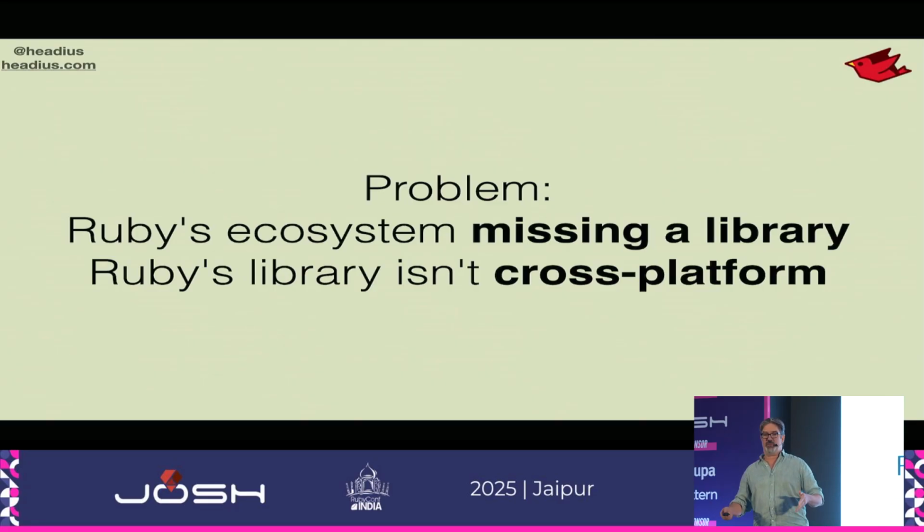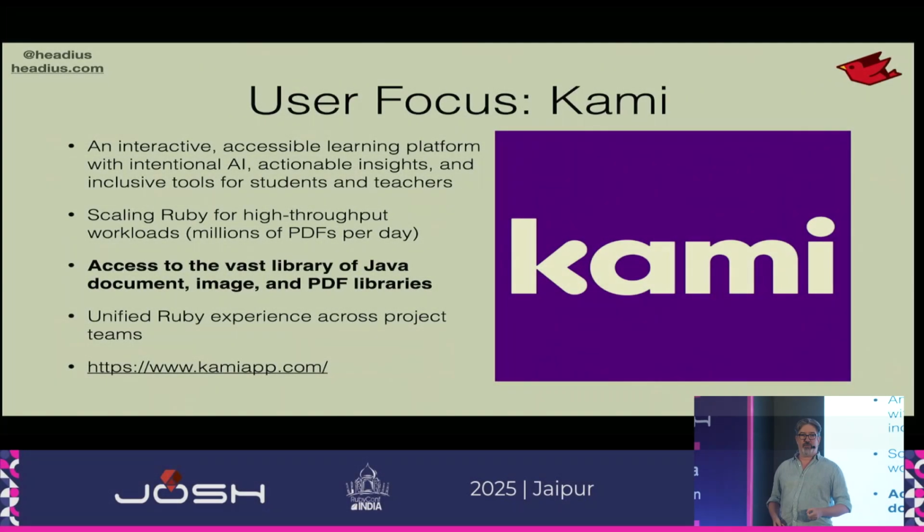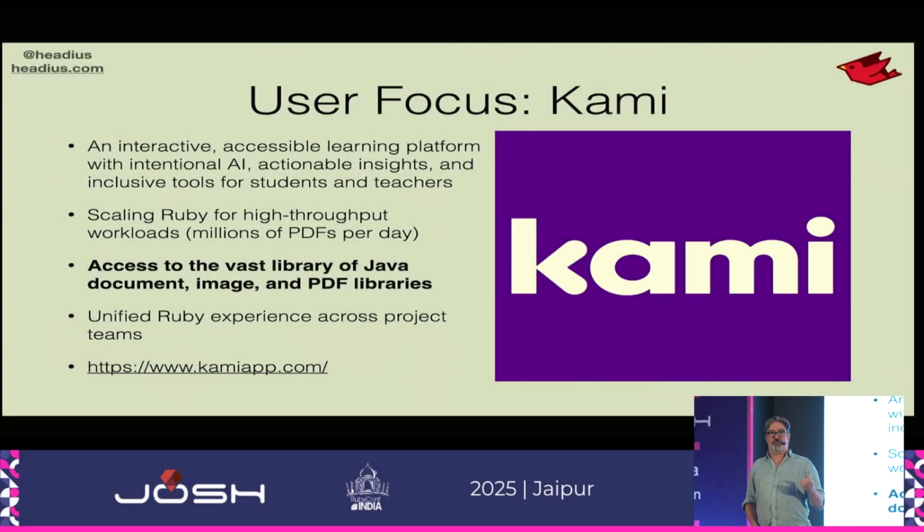Sometimes Ruby's ecosystem is missing a library. We don't have the functionality we need. They use JRuby because the available libraries for document processing, image processing, PDF generation, Office documents, all of that are just so much easier to use on the JVM. All they have to do is import those libraries, just like JFreeChart. Import the libraries, call it, generate the data, and you're ready to go.